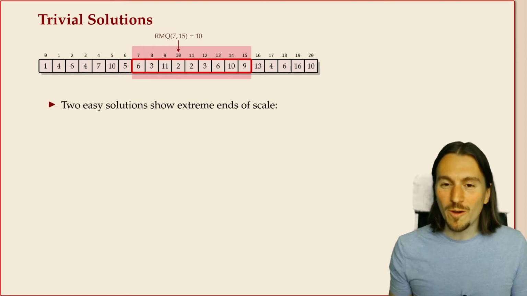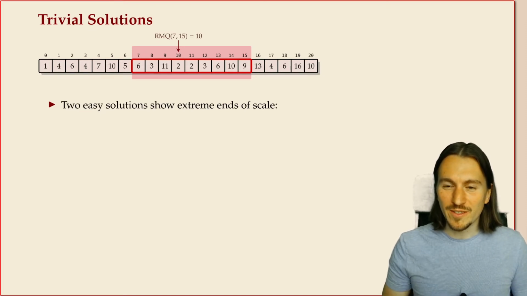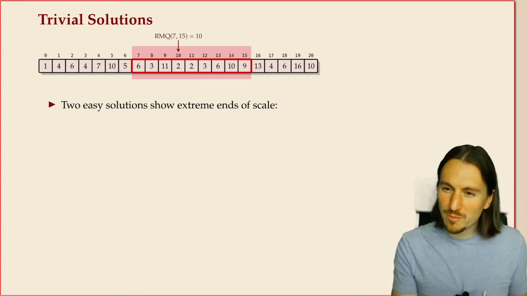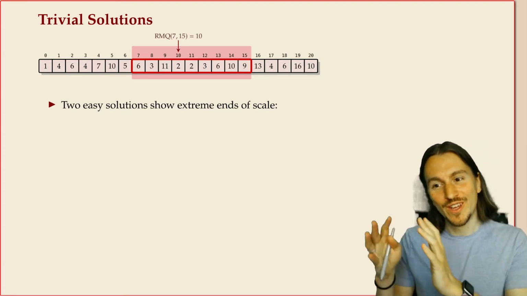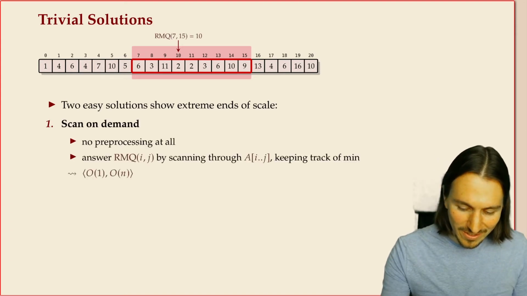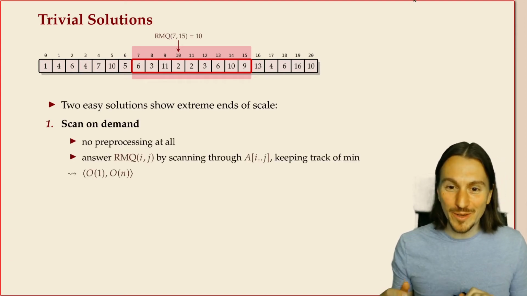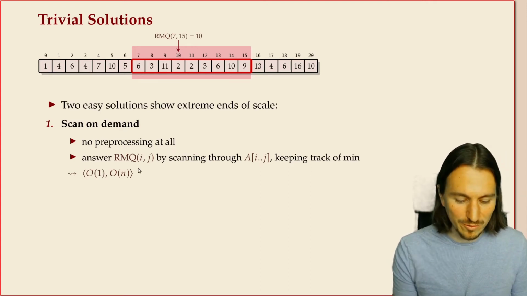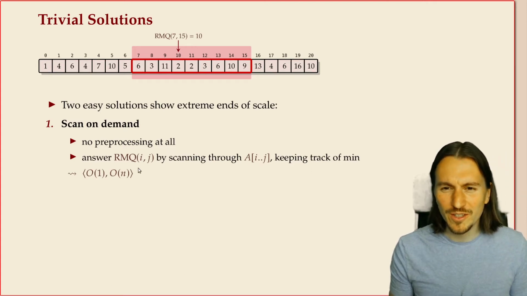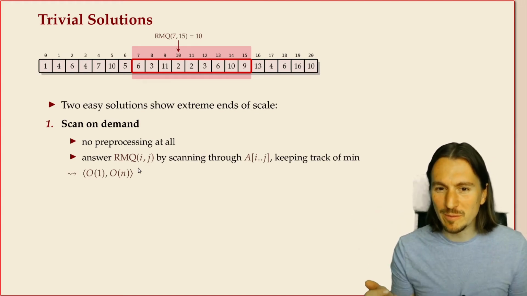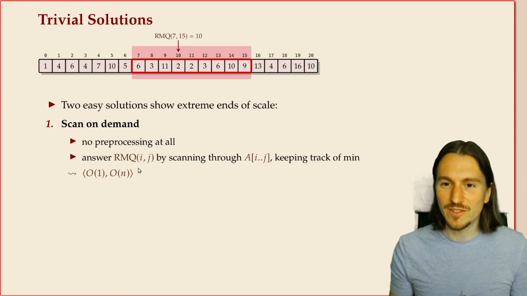There are two obvious solutions at the extreme ends of a scale, where the scale is from doing nothing at pre-processing time to doing everything at pre-processing time. So one is doing nothing, no pre-processing at all. And whenever someone asks for a minimum in a range, you just find that minimum by walking through the entire range and keeping track of the minimum. That is trivial to do.